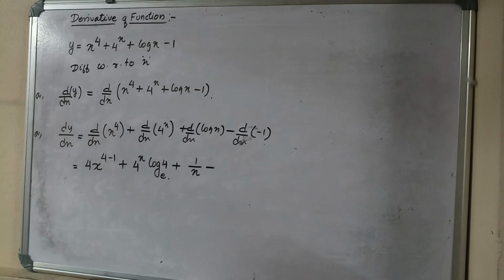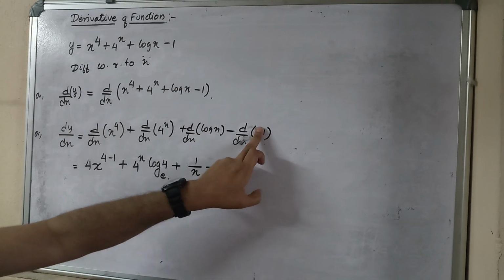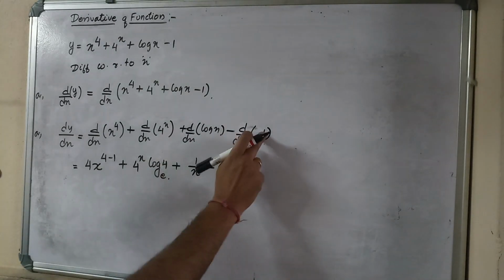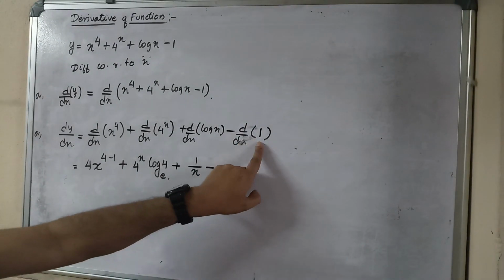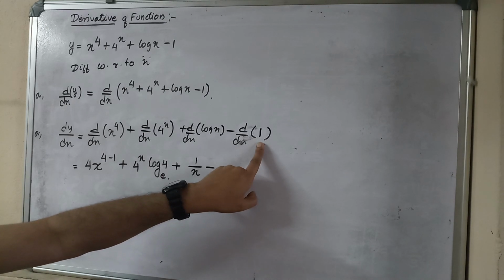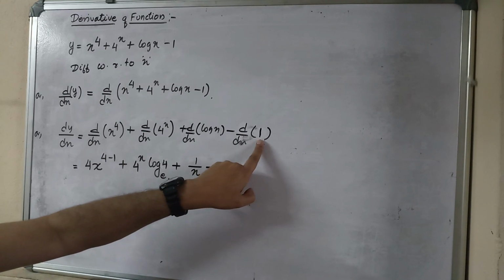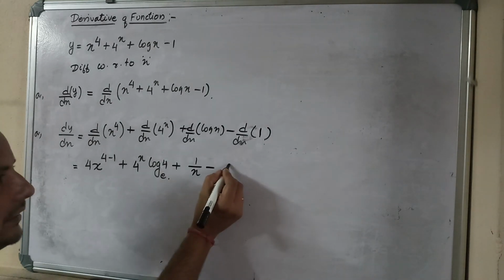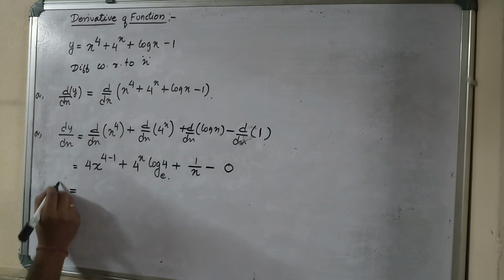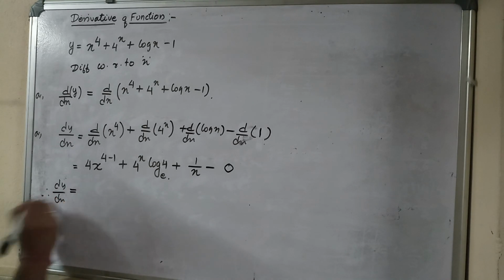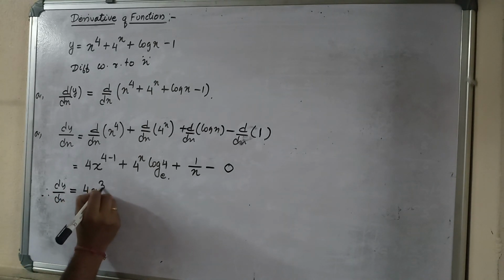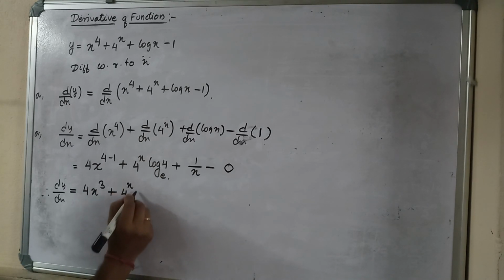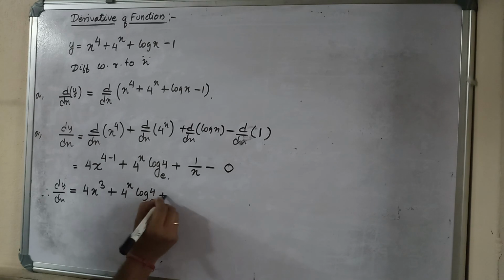Minus, if no variables like x and y, if the given function is independent of x and y, minus 1 is, oh sorry, this is plus 1. Minus is over here. This 1 is independent of the variable. Variable means x or y. This is independent of the variable, which means this is a constant, and the derivative of any constant is 0. So after simplification, therefore dy by dx is equal to 4 x to the power 3 plus 4 to the power x log 4 to the base e plus 1 by x. This is the answer of the derivative.